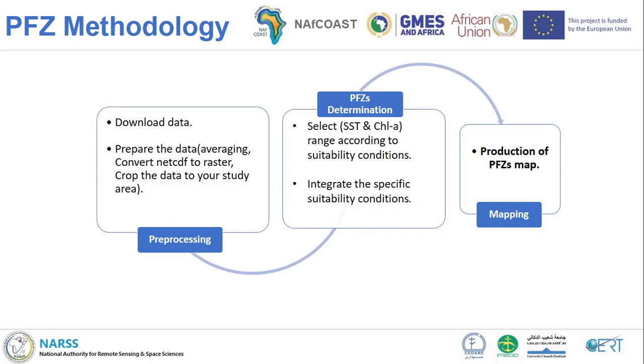And then we have to select our study area and crop: if we downloaded the area for the globe, we have to cut it to our study area. Then comes the PFZ determination, which is the most important step: the selection of the oceanographic parameter range for sea surface temperature and chlorophyll. And then we have to integrate these parameter ranges together to map and produce the potential fishing zones.